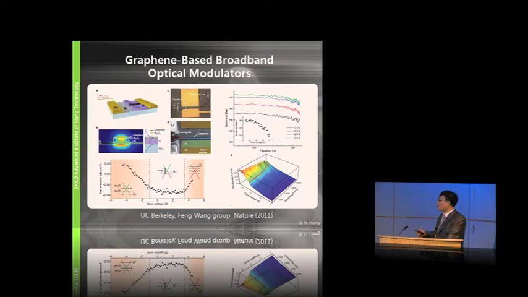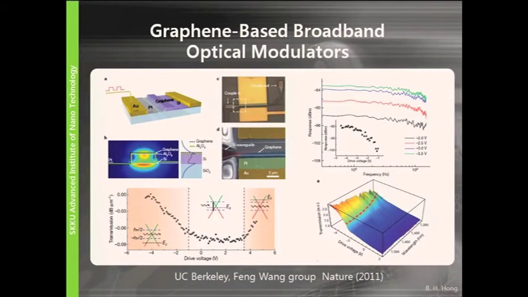So at Berkeley, the Feng Wang group used this property to realize graphene-based broadband optical modulators. Here, the transmission of the graphene was modulated by gate voltage. In this voltage range, it shows quite large absorption, but in this case, the light is transmitted through the graphene. So this graphene shows very nice optical modulation over a very long range of wavelengths.